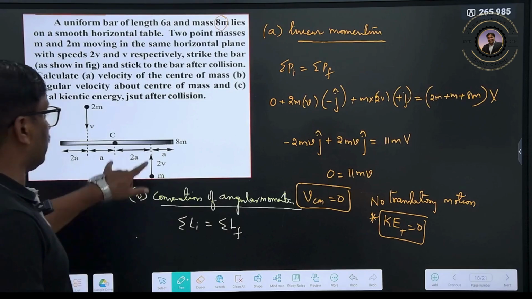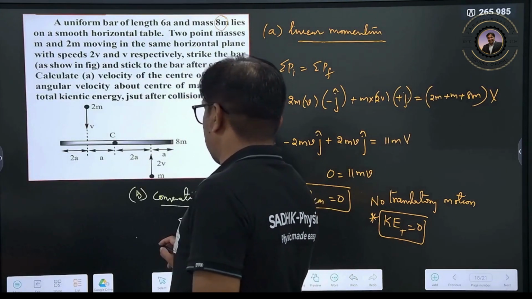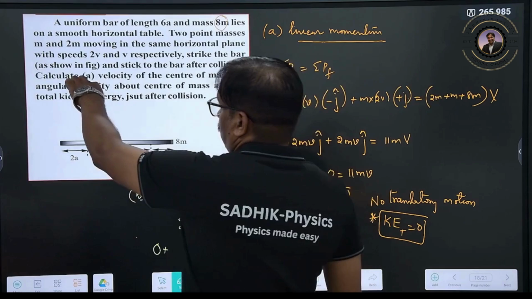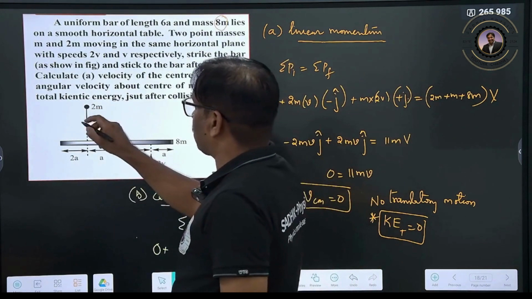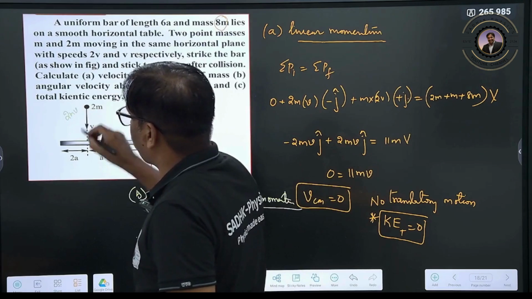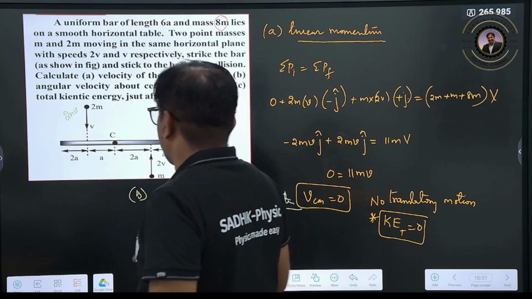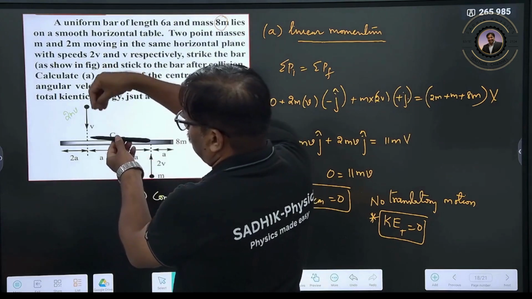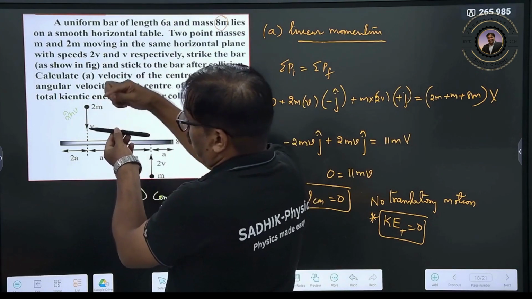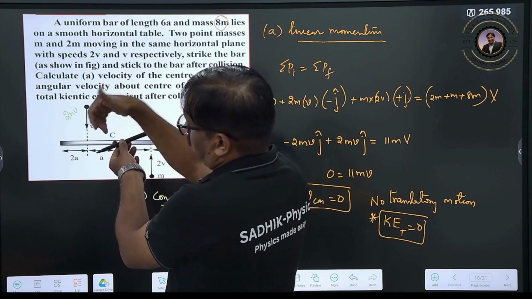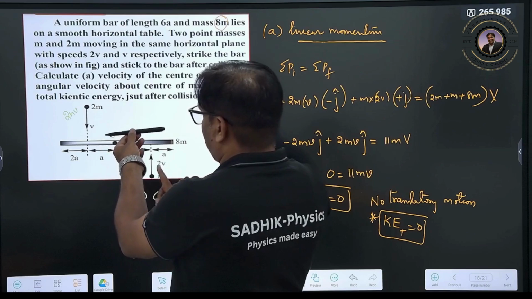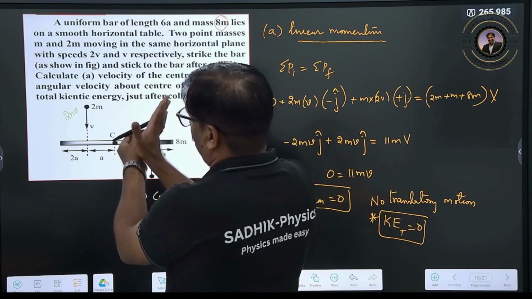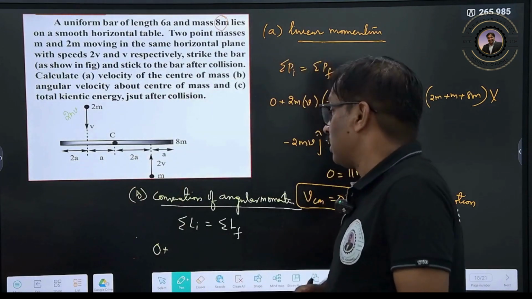Initial angular momentum: this rod was not rotating initially, so angular momentum was 0. But what is this doing now? This 2mv momentum, but what is the perpendicular distance? It is a. This 2mv comes and hits onto this. So if you are hitting onto this, this rod rotates like this, and this part also hits like this. So this also makes the rod rotate, therefore both are acting in the same direction.